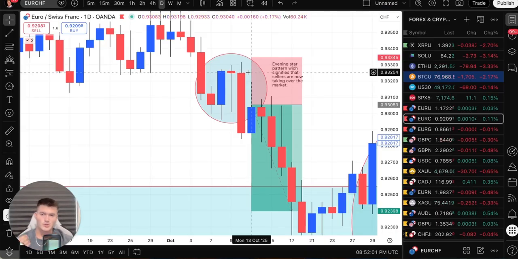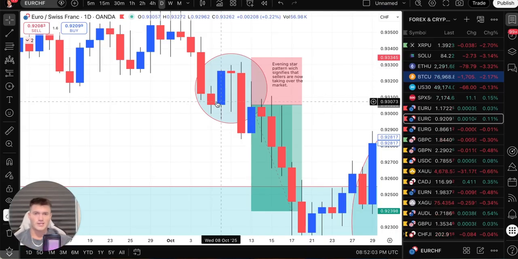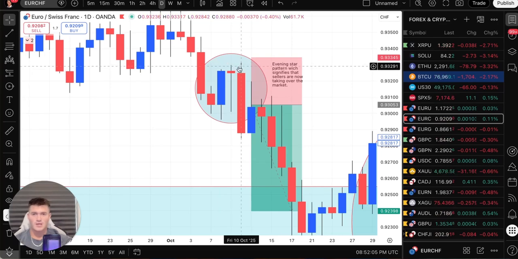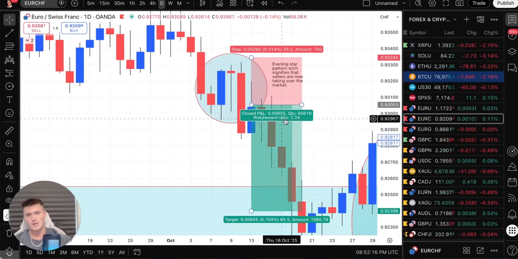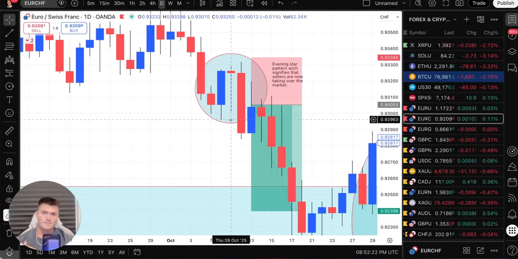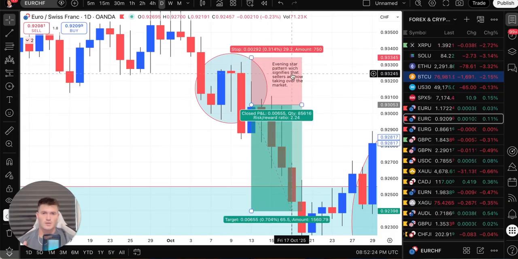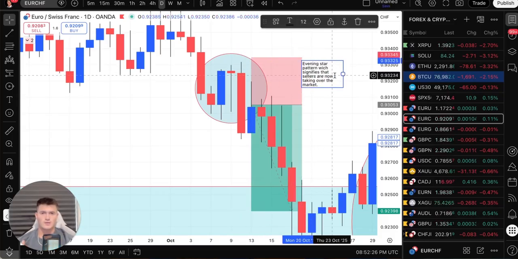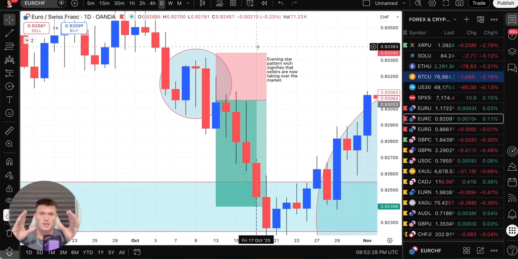So if you're selling and you're at an area of interest and you see this evening star pattern and you see this bearish engulfing candlestick, wait for the candlestick to close, maybe wait for a slight little pullback, and then catch the sells on the way down. Look at that. That would have been a perfect sniper entry. So this is our evening star.